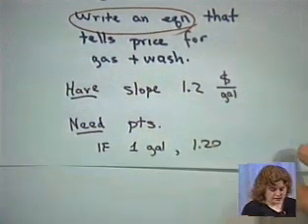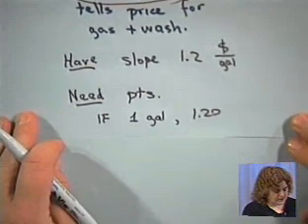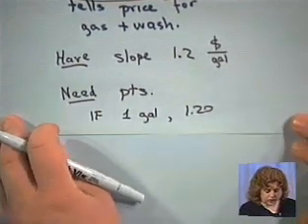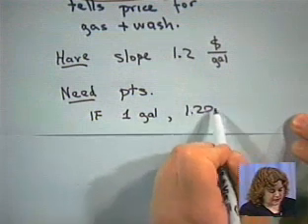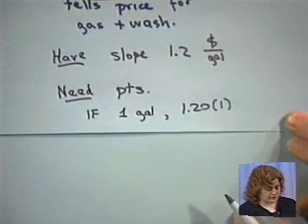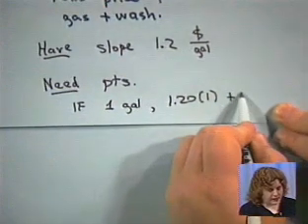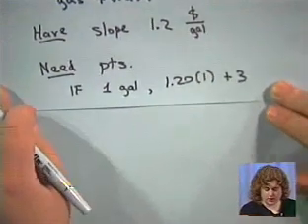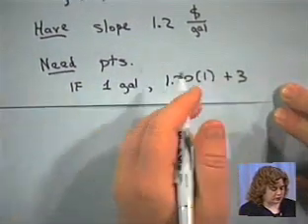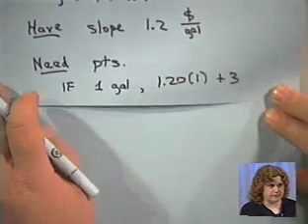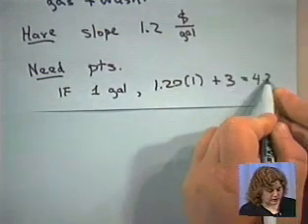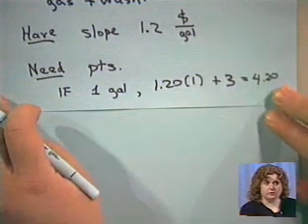And if I buy the car wash with it, I'll have to add in 3. Well, how many gallons? 1.20 per gallon times the number of gallons. There's your 1. And I'm going to add in the $3 for the cost of the car wash. What is this going to give me? It gives me the total amount of money that I pay, and that will be equal to $4.20. That's very nice to know.